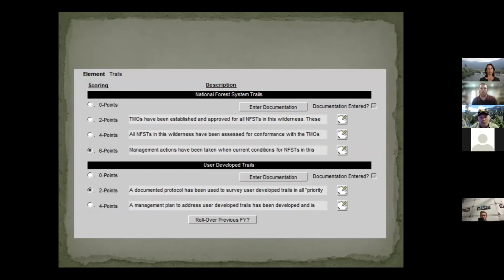This just shows what it looks like in the NRM database and how you rank your scoring. Obviously, the little pen and paper on the side is where you enter your documentation. And again, points 2 through 6, it's similar. You work through it in sequential order. And then same with user developed 2 through 4, you work through it in sequential order.